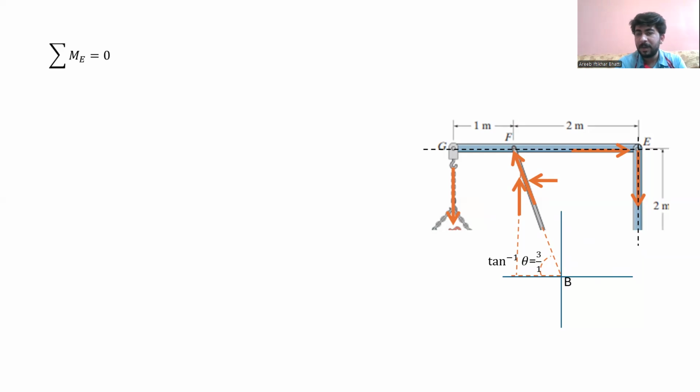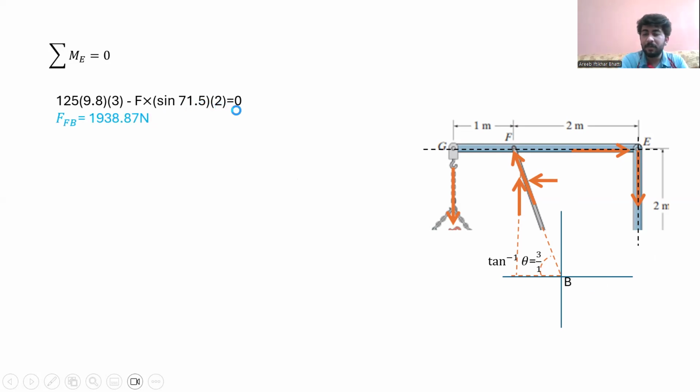When I apply moment at point E, this is our moment arm. The remaining values are the mass of the engine, 125, with the force of gravity 9.8, and the perpendicular is 3 meters. Negative, I have the force in member FB acting, multiplied by sine of angle 71.5, and the perpendicular is 2. So I get the force in member FB, which is 1938.87 Newton.